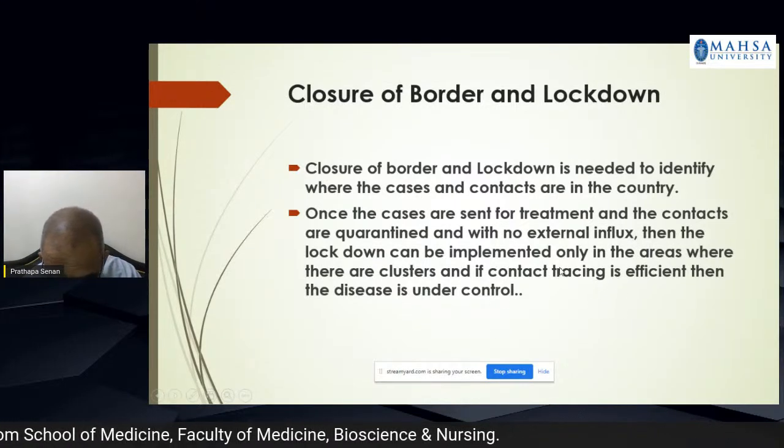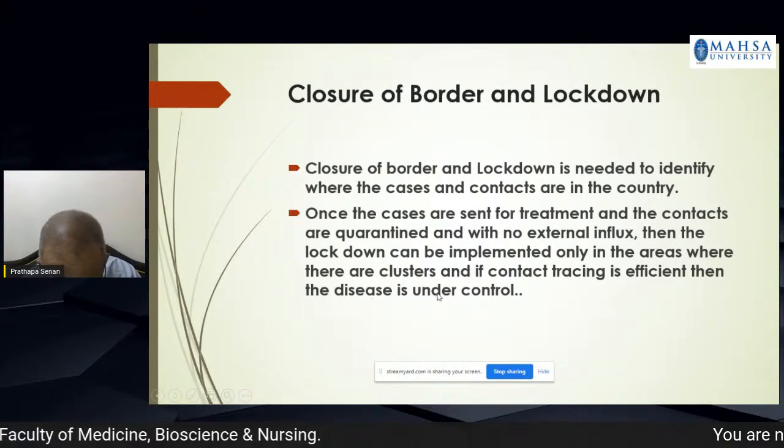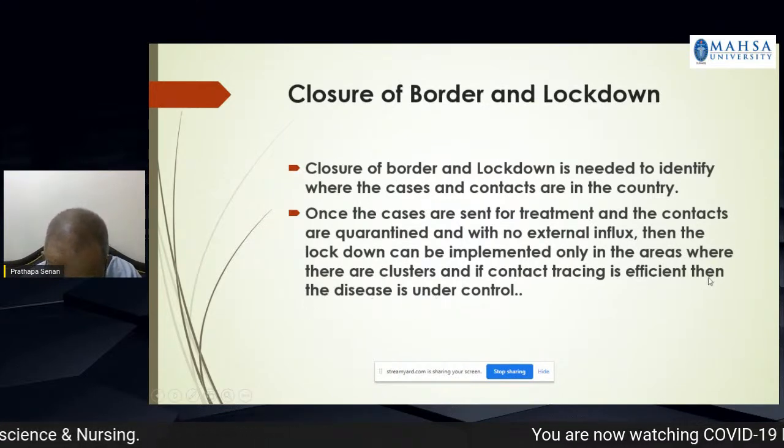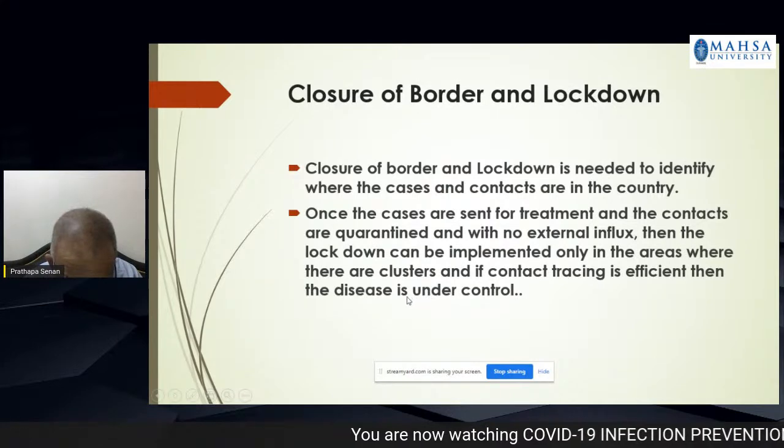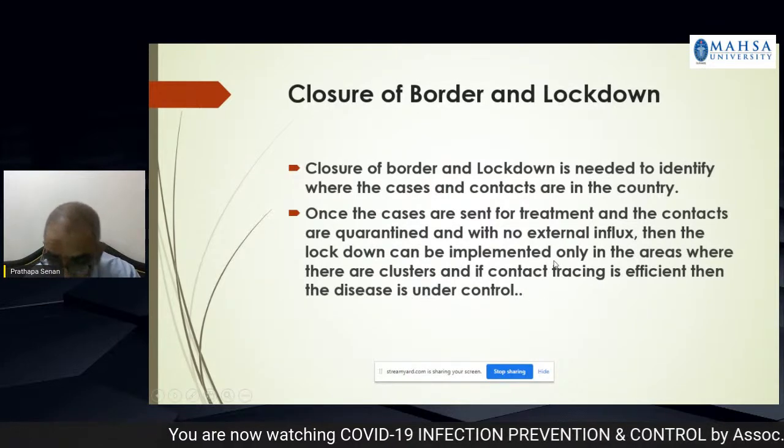Then the lockdown can be implemented in the areas where there are clusters, and if contact tracing is efficient, then the disease can be brought under control within a month.